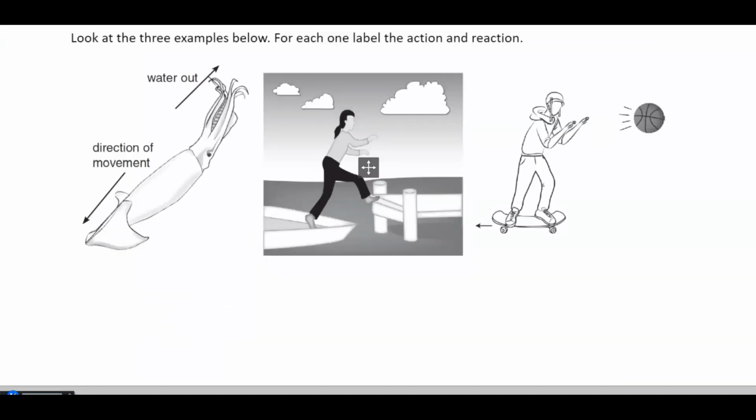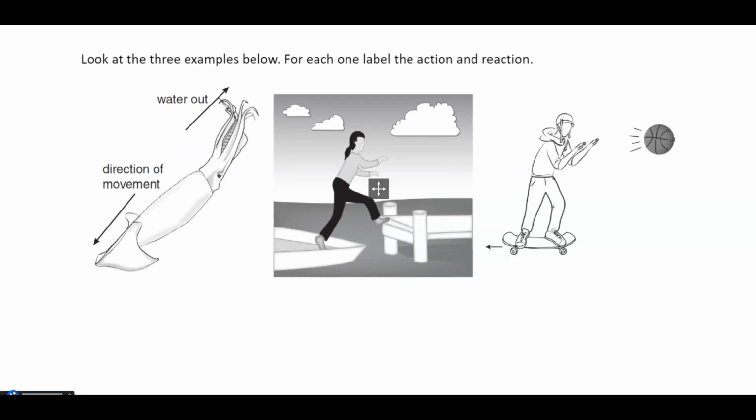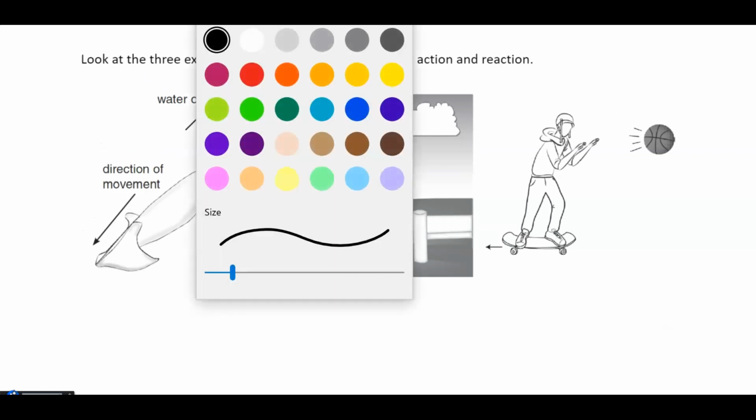Okay, now let's take a look at these three examples. And for each one, you're going to label the action-reaction pair. Remember, the action is the thing that happens first. The reaction is what happens in response because forces always come in pairs. So here we are looking at our squid, okay? Over here we got our squid.